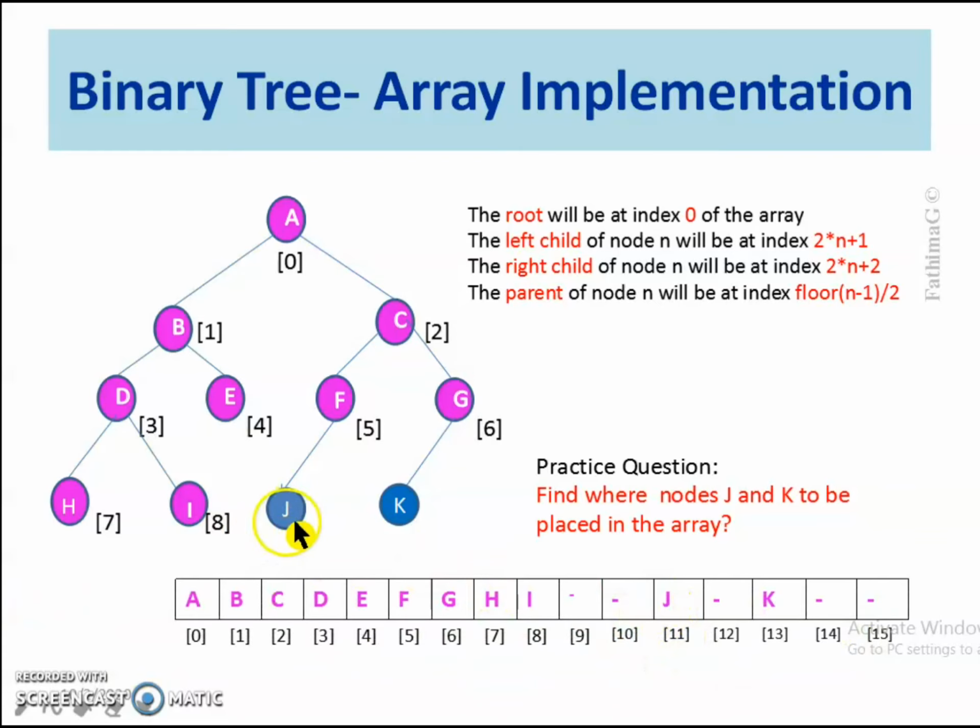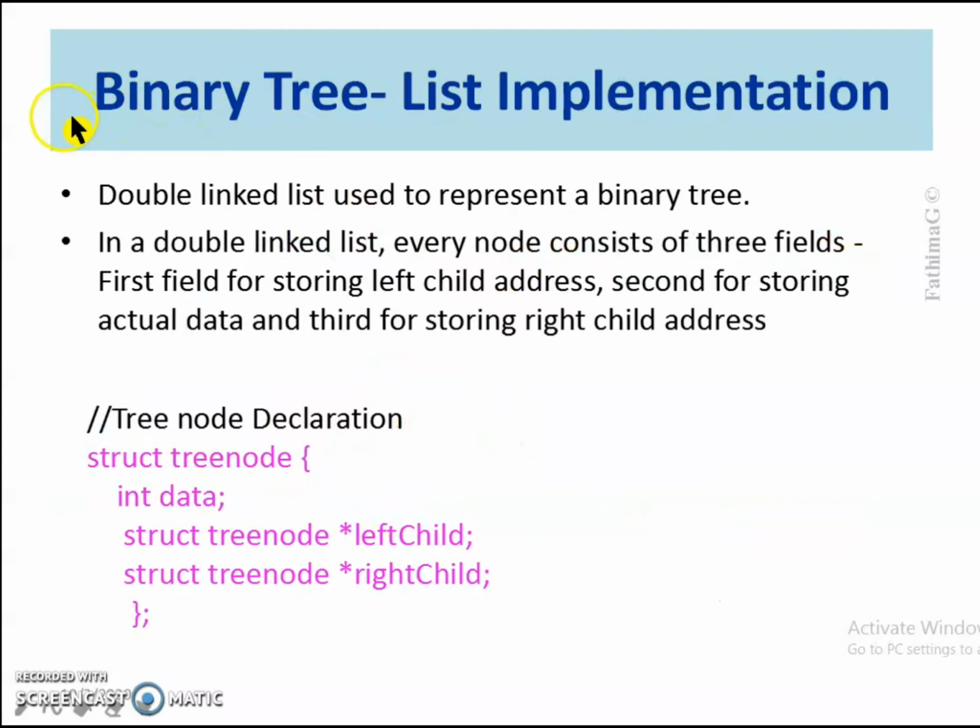Yes, you are right. The nodes J and K are placed at index 11 and 13 respectively by applying the formula. Next, let us see the binary tree implementation using list.